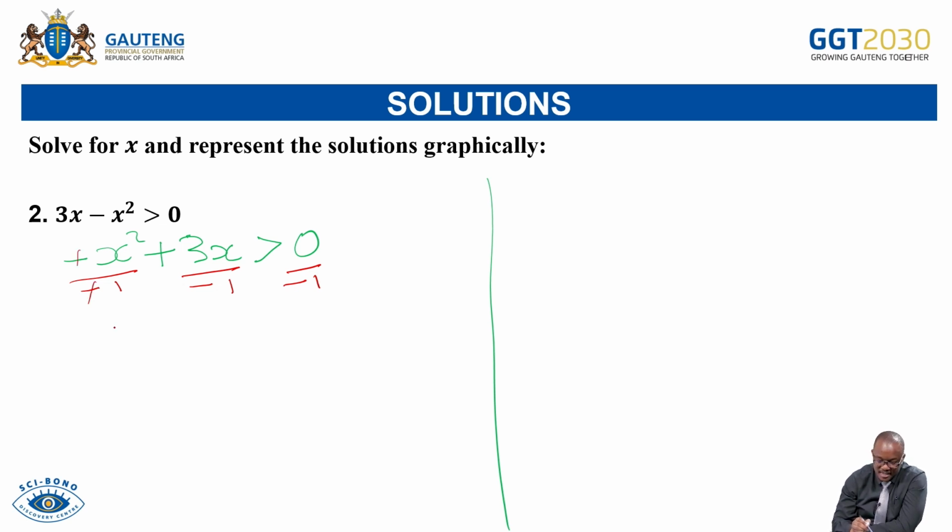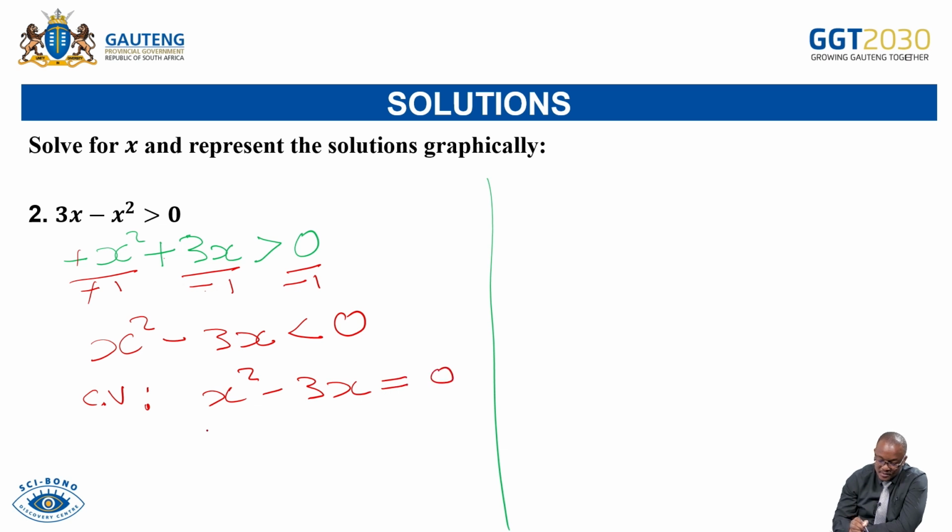Then negative divided by negative, you get positive x squared. Positive divided by negative is negative 3x. Then the sign, the direction, changes. As the direction changes, then what do we do? We get the critical values. So x squared minus 3x is equal to 0. Take out the common factor of x. x times x minus 3 is equal to 0. Therefore, x is equal to 0, or x will be positive 3.